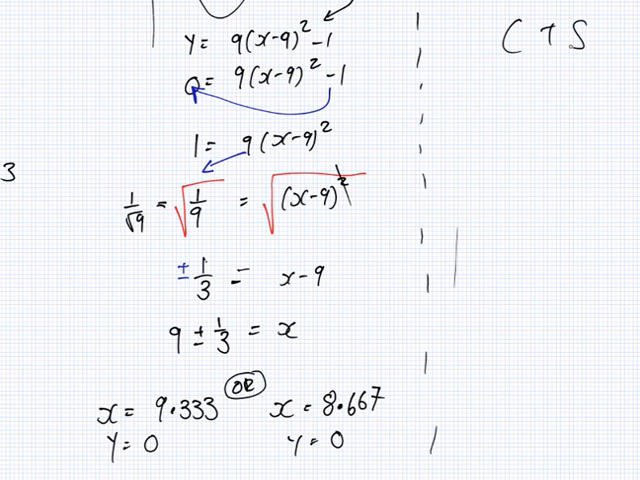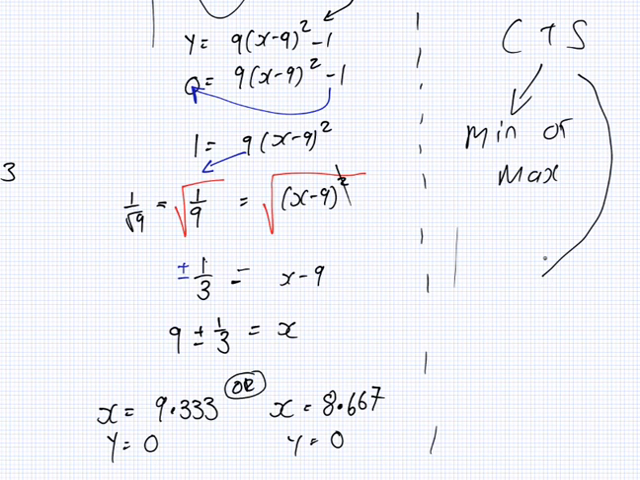So, completing the square is useful because you can do two things with it. Completing the square can give you the minimum or the maximum. And what else can you get from completing the square? The roots. So this makes it a very, very important and useful skill, because you can find minimums or maximums, and you can find roots, making it a very, very useful process.